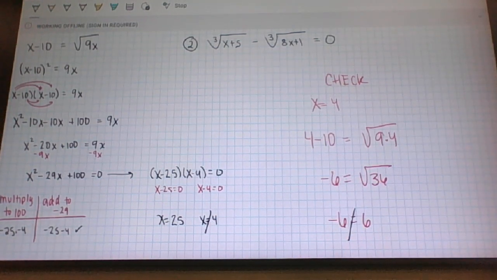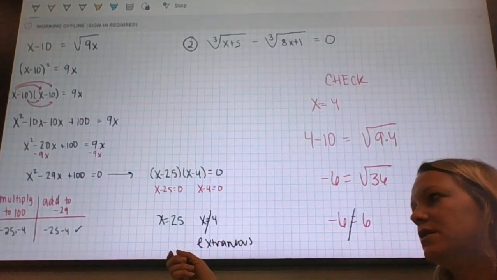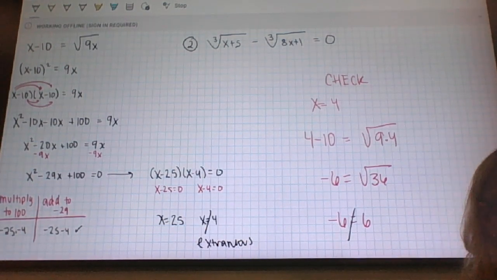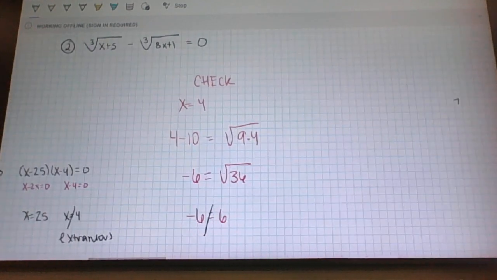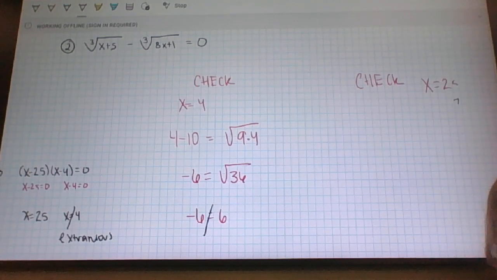I'm going to put a line through 4. 4 is considered extraneous. It came out correctly through the math process that we use to solve these, though when we plug it in, it doesn't actually work. Now I'll check 25. Sometimes neither one works, truly.